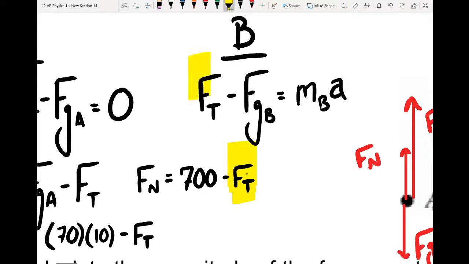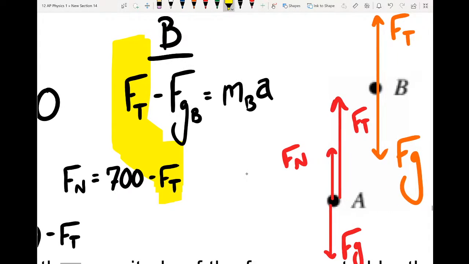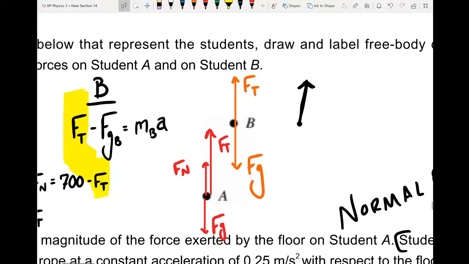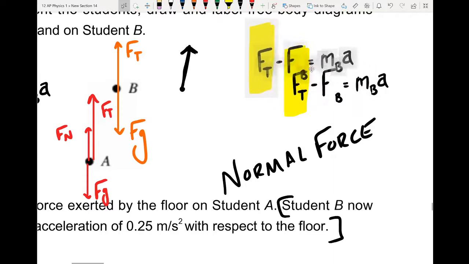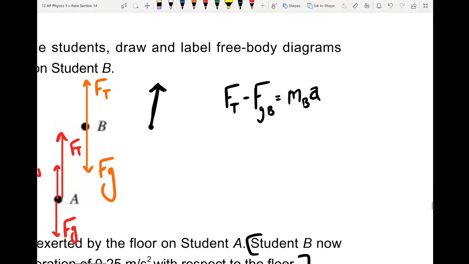But we know that we have one singular rope, and the tension throughout this rope is going to be the same at every point. So we can figure out the tension using this equation, then use it to find Fn. So I'm going to look at student B's equation, copy it and bring it to where I have a little more space. Okay, so I want to solve this for Ft. So Ft equals m_B a plus Fg_B if I bring that over.